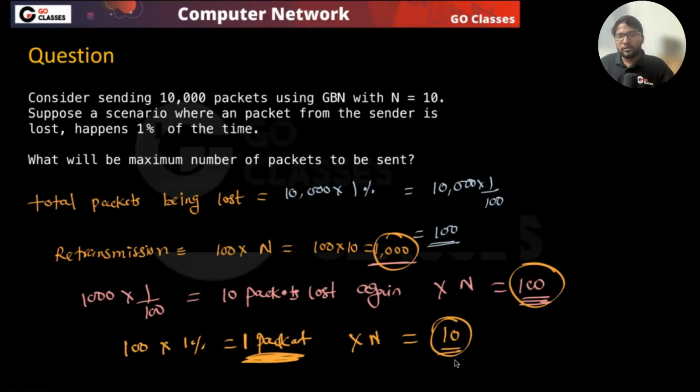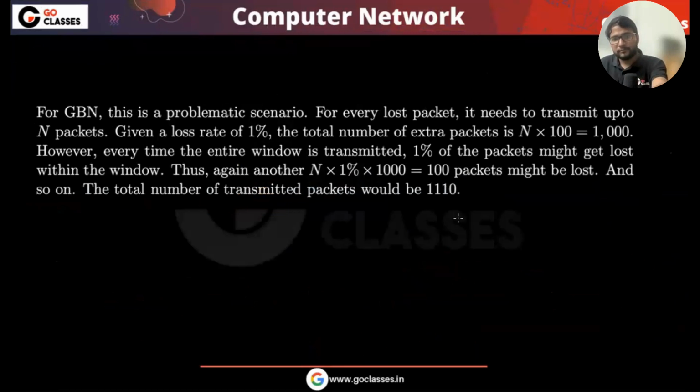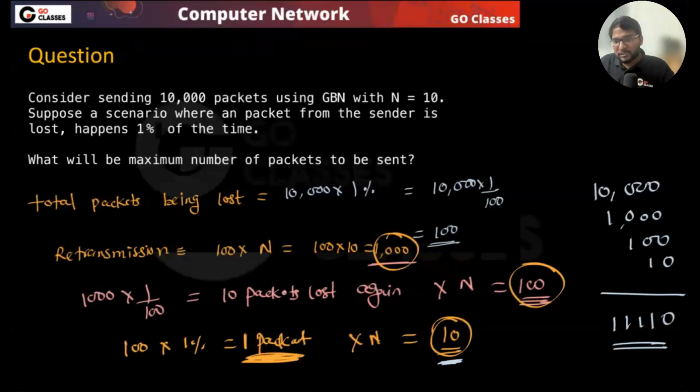Okay, understood. So that's why you need to add all of this, which means 10,000 anyway you have to send, and then 1,000 you have to send, and then 100, then 10, right? These many, 1 1 1 1 0, are the total packets you have to send, and the retransmission will be 1110. I mean, if you only consider what the extra packets are that you are sending, the retransmission is this. I'm only considering retransmission here.